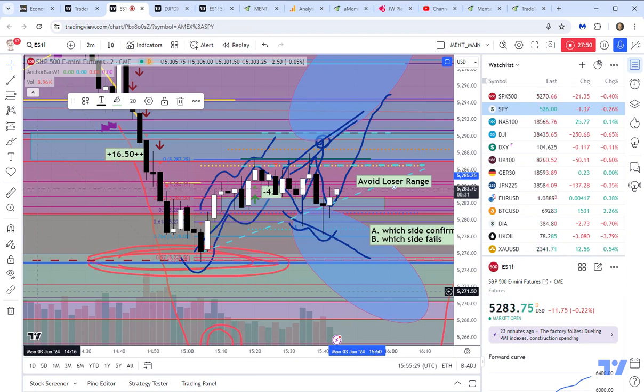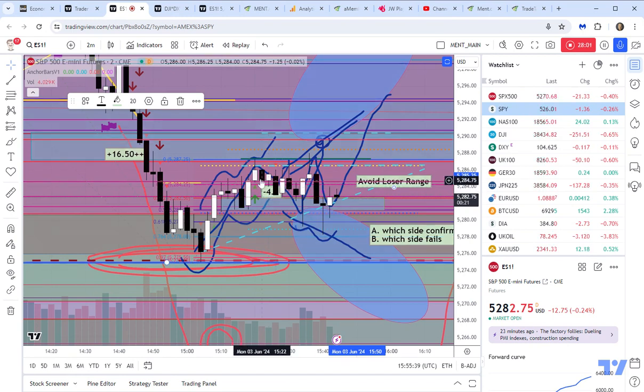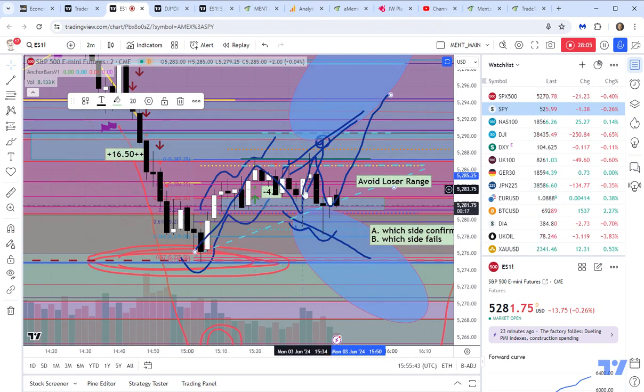So again, we've set up our loser, avoid loser ranges. We've set up our resistance. Everything is mapped by price. And because of this rotation right here, taking a loss, I am no longer actively engaged in trying to trade this until I get confirmation one way or the other. Okay, there's no reason for me to trade in this area. Just wait for price to tell us what it's going to do.